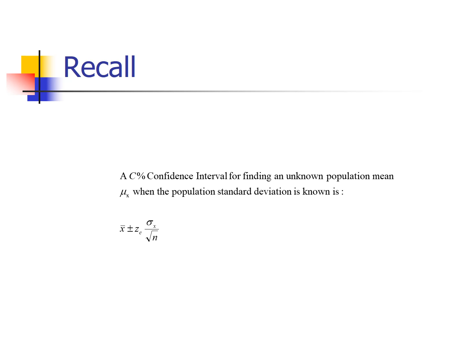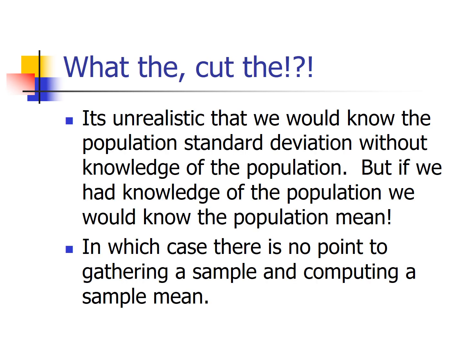What about this formula is unrealistic for actually using this in real life? What about this cannot actually be utilized if you were to really use this as, say, an applied researcher or an applied statistician? Exactly. It's unrealistic that we would actually know the population standard deviation without knowledge of the population. Our formula has sigma in there, and in reality, we probably would not know sigma if we didn't know the entirety of the population.